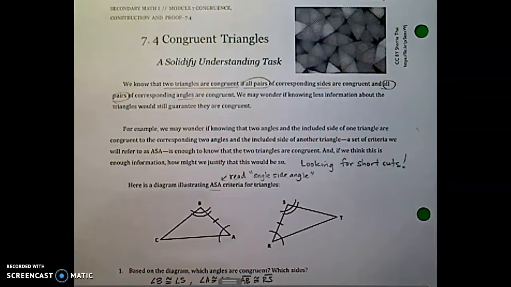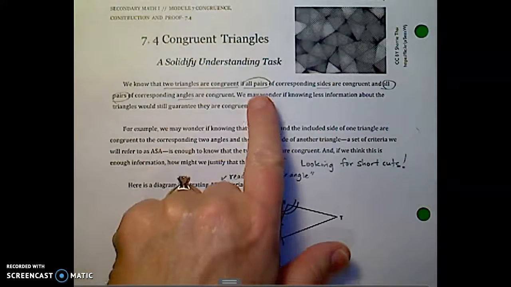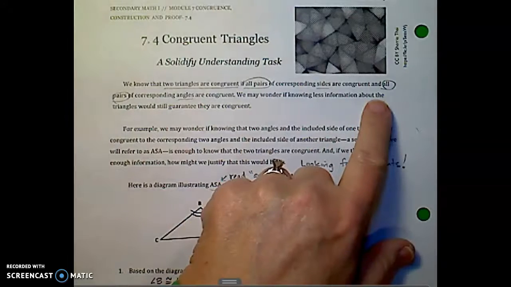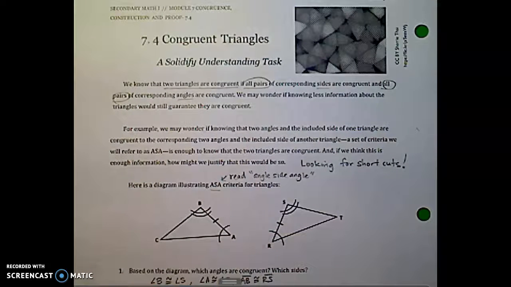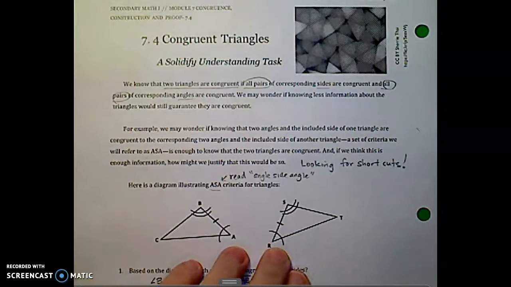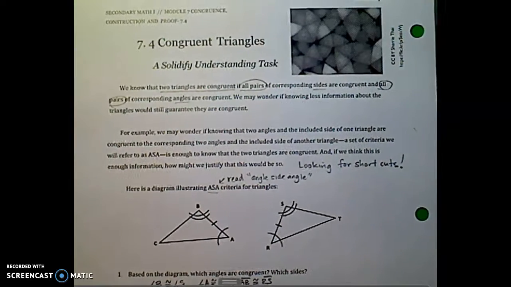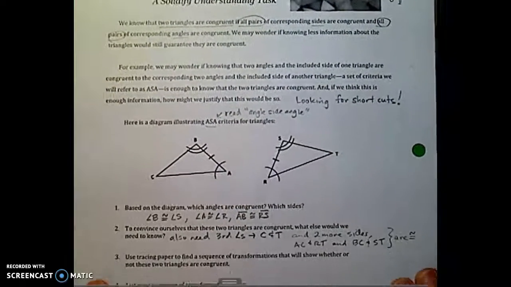Basically what we would know is if all pairs of corresponding sides matched up, and all pairs of corresponding angles matched up and were congruent. If all 6 of those things are congruent from one triangle to the next, then we know that we have congruent triangles. The idea here is, well, that's a lot of things to have to know, so is there any way to have a shortcut with that? And lucky for us, there are several shortcuts related to this. So we're going to learn about these shortcuts in this task.